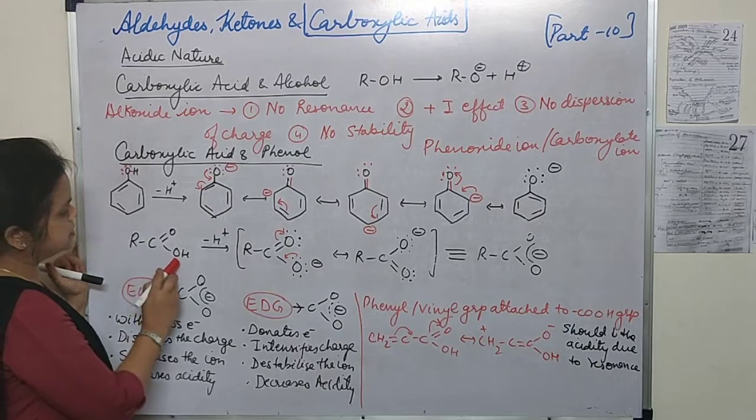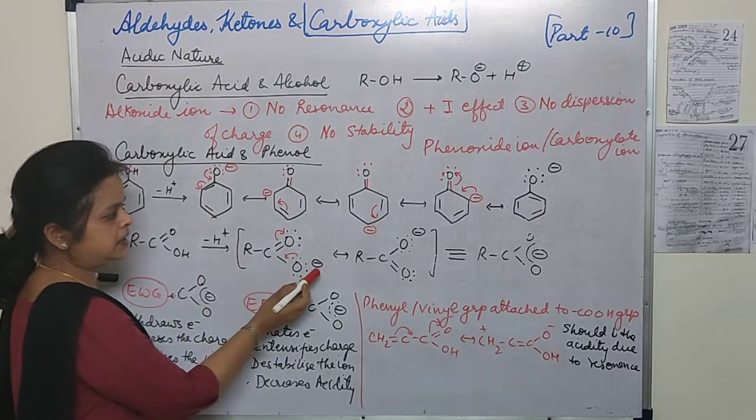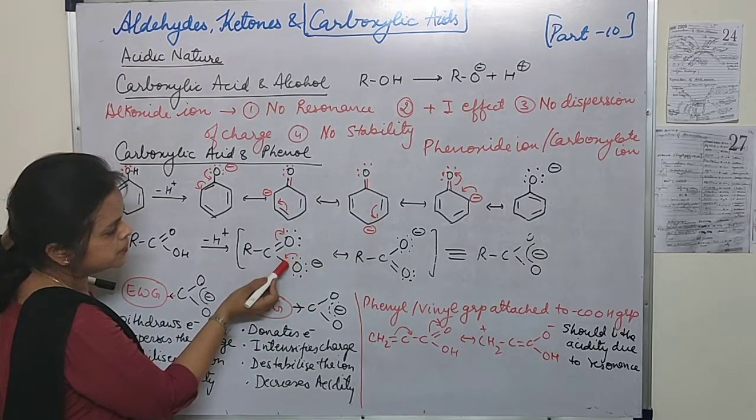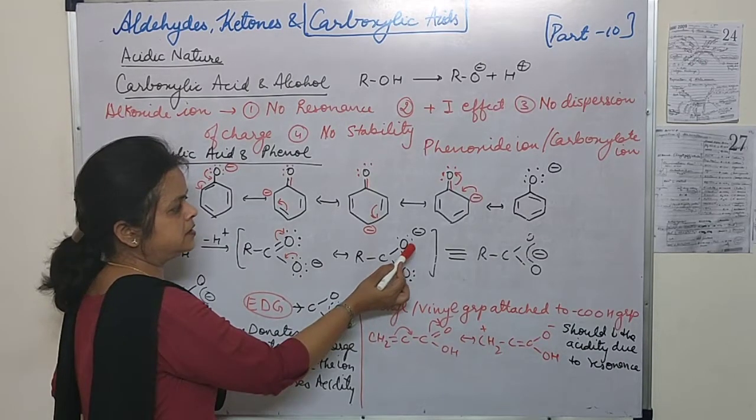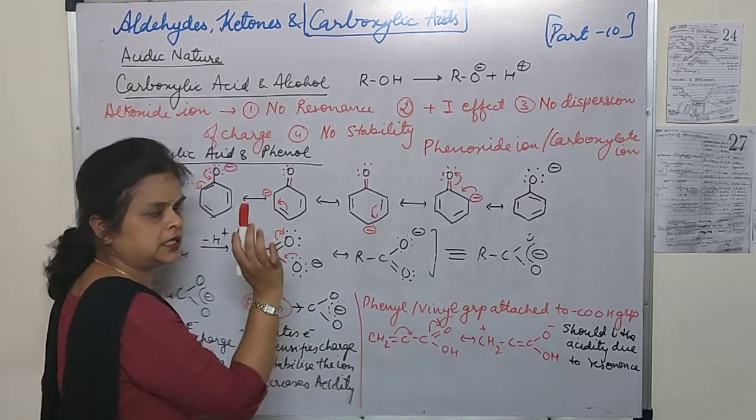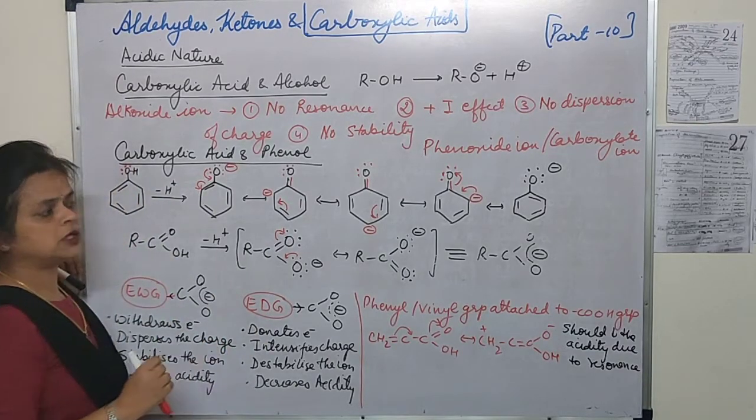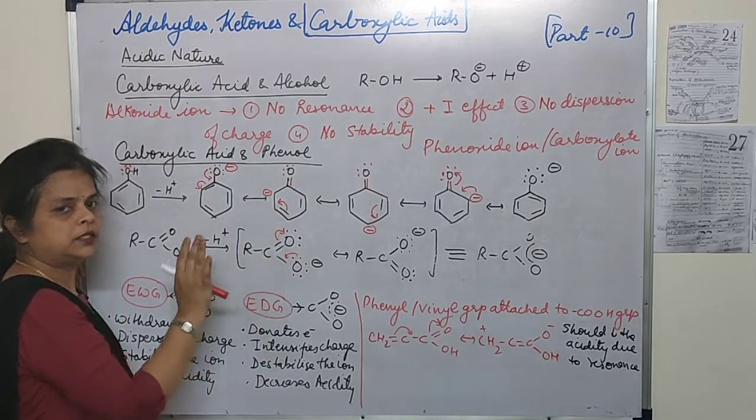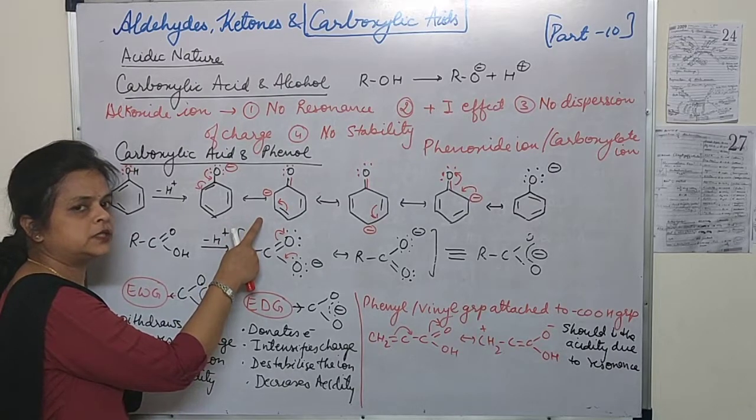Now this RCOOH, when it loses H plus, forms the carboxylate ion, where the negative charge is carried by one of the oxygens. Now if this electron pair shifts like this, that forms the second resonating structure, in which this oxygen will carry the negative charge. So first point, when we are talking about carboxylic acid and phenol, though both show resonance, this is also showing resonating structures, and this is also showing resonating structures.